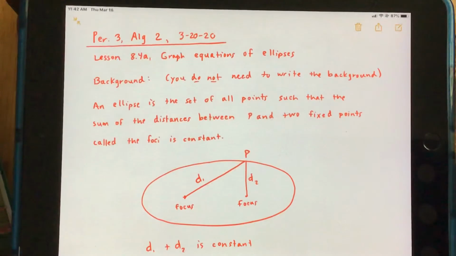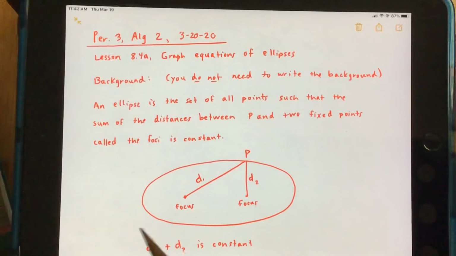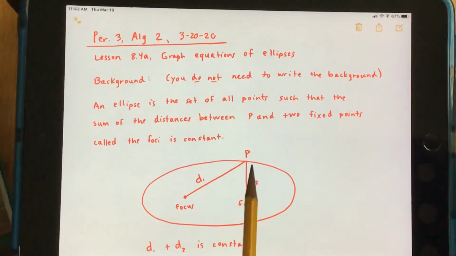An ellipse is the set of all points P such that the sum of the distances between P and two fixed points, called the foci, is constant. So what we're going to imagine is that we take a string and pin it down at these two focus points, and then we take our pencil and put it here, and drag it all the way around this ellipse so that this string length stays constant.